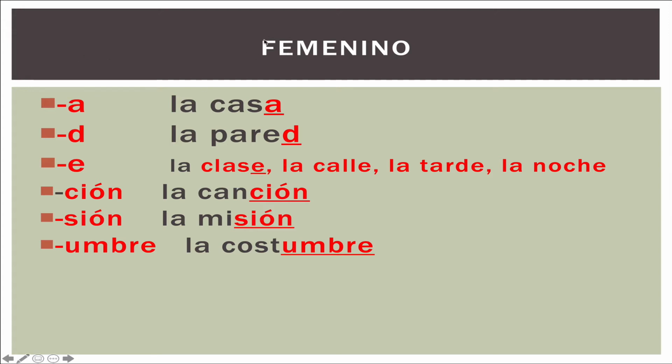So just for remembering, say fade, sion, umbre. Repeat after me. Fade, sion, umbre. So for masculine it was loner. For feminine it's fade, sion, umbre. And you have to make sure you find this whole thing, sion, because loner has an N, right? But the feminine form is sion.